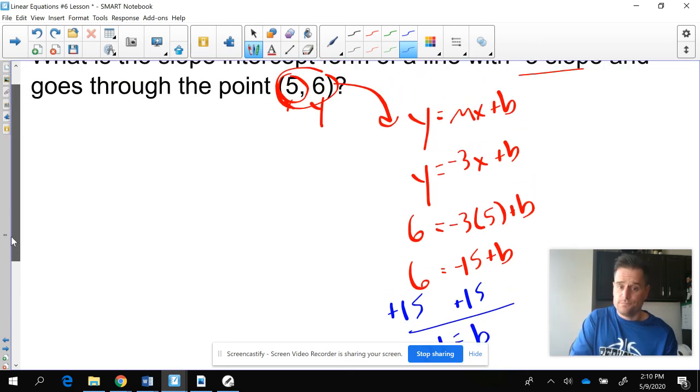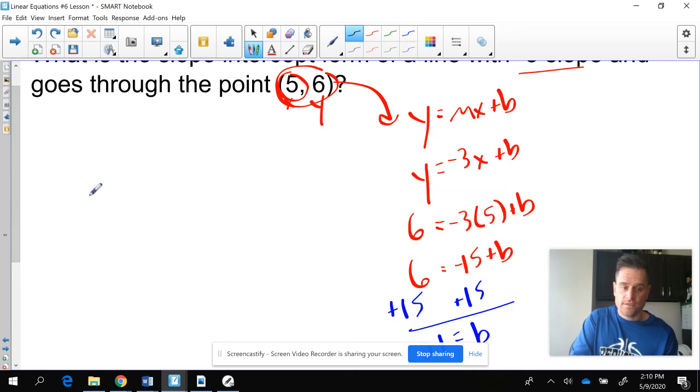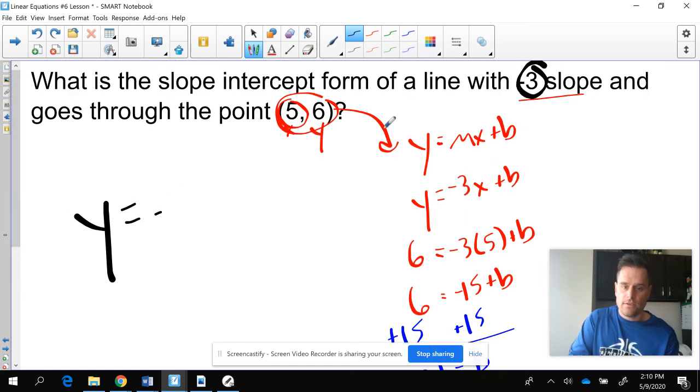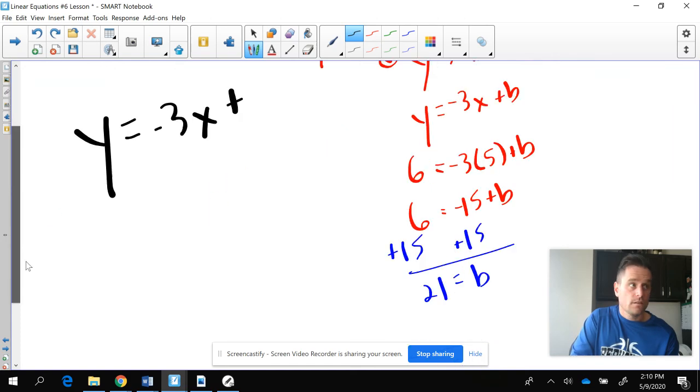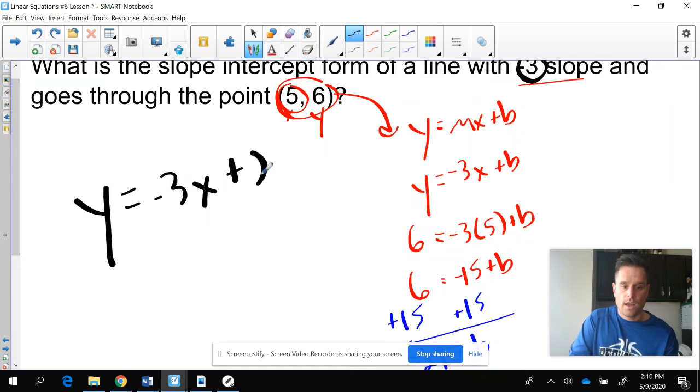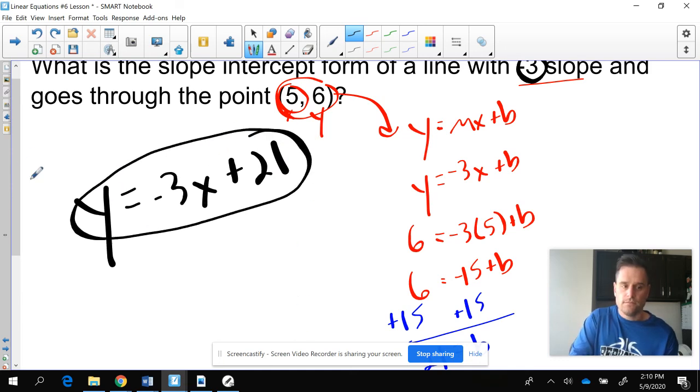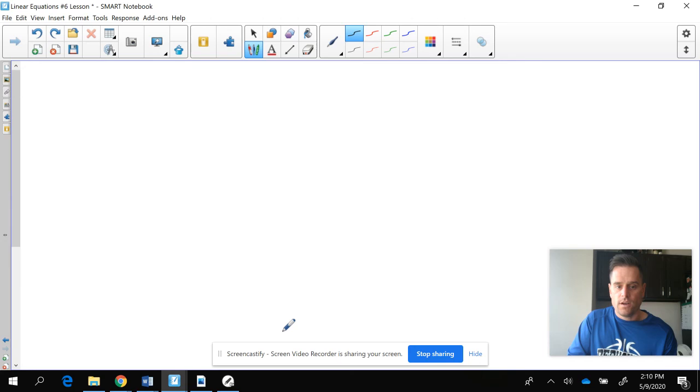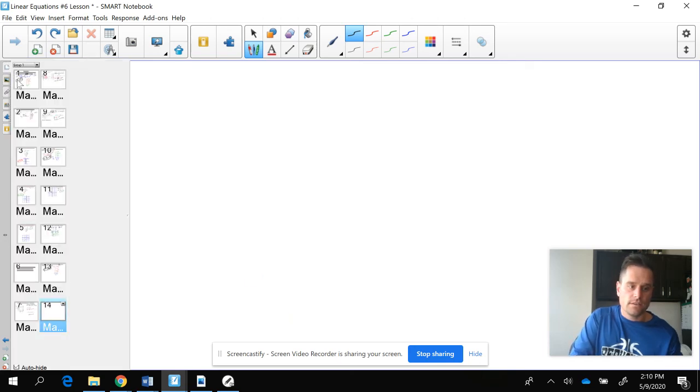B is 21. Again, that's not going to be our answer. Our answer is, what is the slope-intercept form? The slope is -3. It already gave us that, right? -3x plus 21. Wonderful. Always circle our final answer. And we are about done. Oh my gosh, that was it, guys.